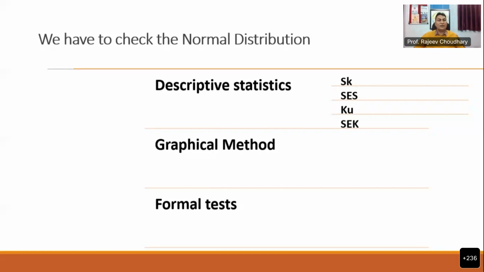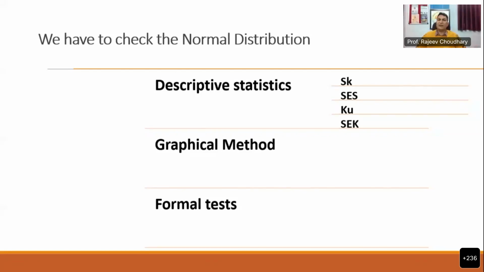What do you mean by skewness? It measures the symmetry of the curve, and kurtosis measures the flatness of the curve. The symmetry should be there and the flatness should be optimal, and we need standard errors of both skewness and kurtosis. What do you mean by standard error?